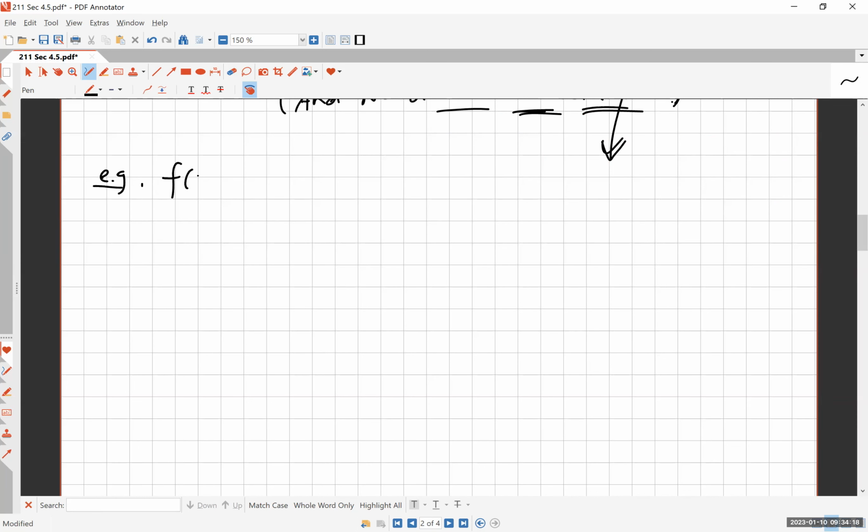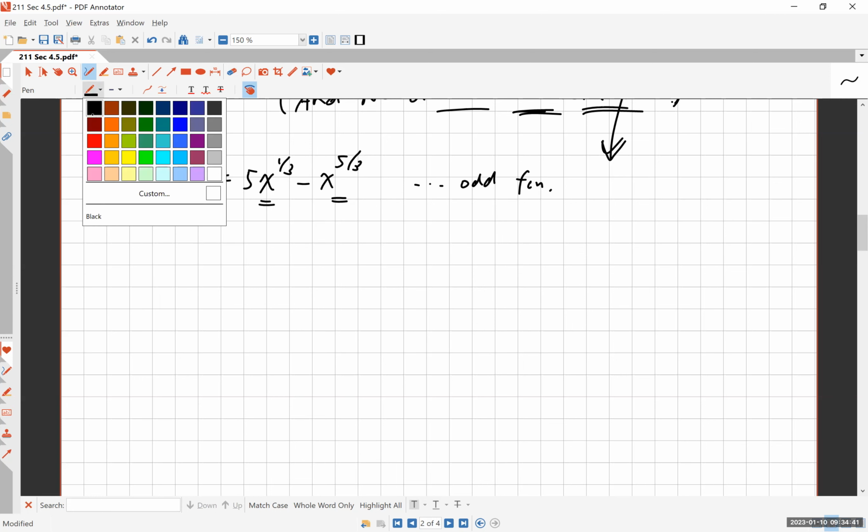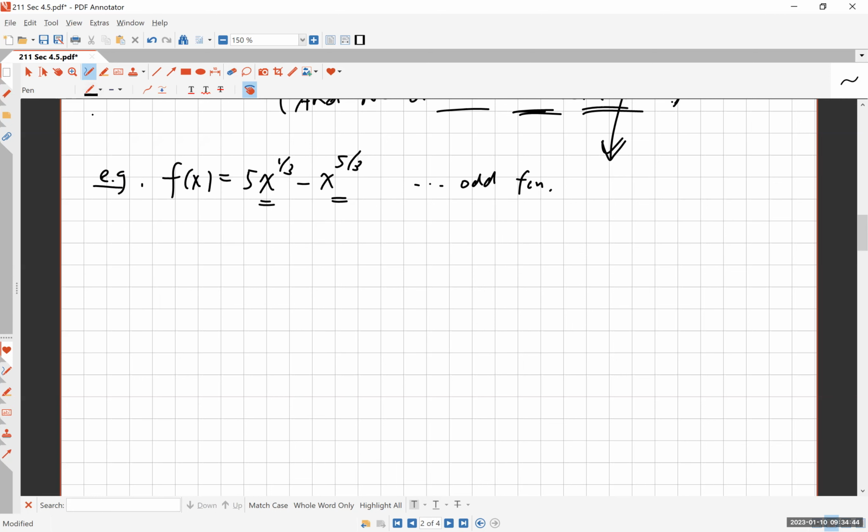This time it's a little more challenging, I think. 5x to the 1/3 minus x to the 5/3. Ooh, okay. So you may notice that it's an odd function, and it may be helpful for you to know that. How do you know it's an odd function? Well, each of these terms is raised to the first and the fifth powers, both odd. And so, if x is reversed to negative x, then both of these will become negative, meaning that f of negative x is going to be negative f of x. And so that's the characteristic of an odd function.